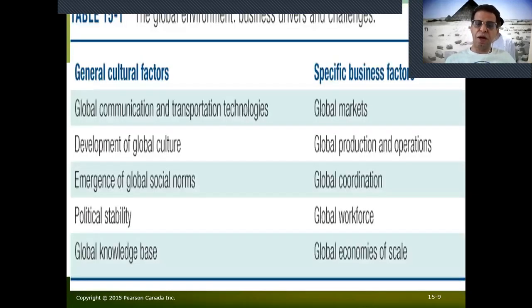There are general cultural factors and there are specific business factors. The general cultural factors are like global communication and transportation technologies, the development of a global culture, the emergence of global social norms, political stability, and the global knowledge base. The specific business factors are the global market, global production and operation, whether there is global coordination, whether we have a global workforce, and definitely the global economies of scale.